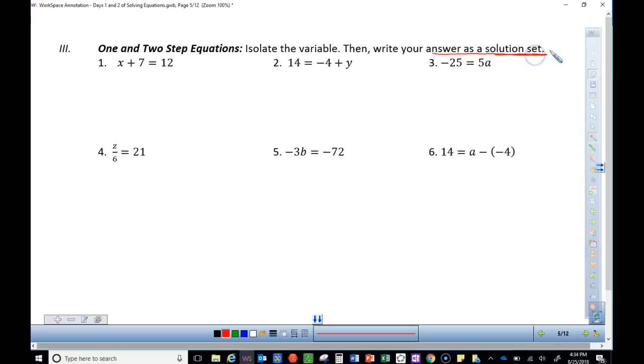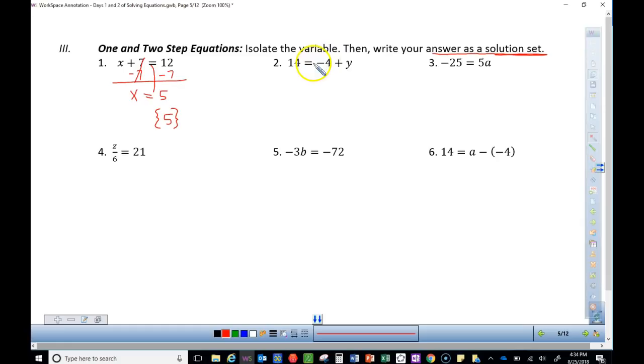So that's just a notation. It's a way of writing it. So let's see. If I have x plus 7 and I want to get x by itself, I'll have to minus 7 from both sides. Because positive 7 minus 7 is nothing. So I'll have x equals, and 12 minus 7 is 5. So the solution set is 5. Set notation is just brackets.